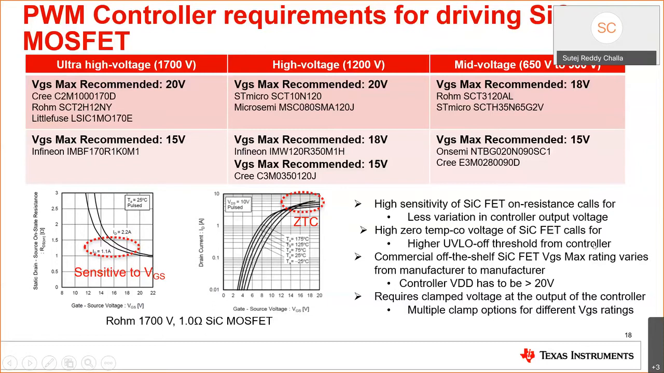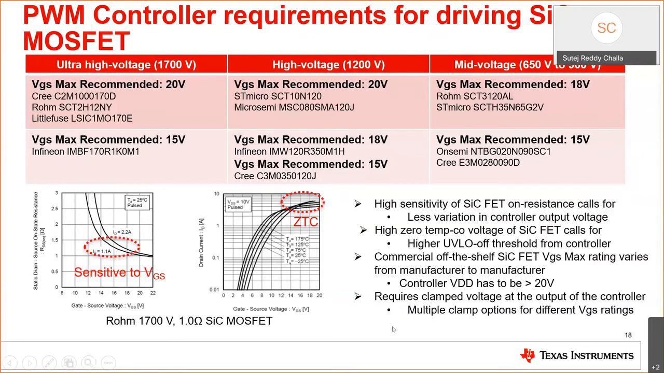And the third requirement, which I already said, is because there are so many SiC MOSFET vendors in the market with different VGS ratings, with the maximum being 20 volt, which is different from the silicon MOSFET, because for the silicon MOSFET in these high voltage applications, anywhere between 10 to 15 volt is sufficient. Whereas for SiC, it needs at least 20 volt. So the controller VDD also has to be greater than 20 volt.